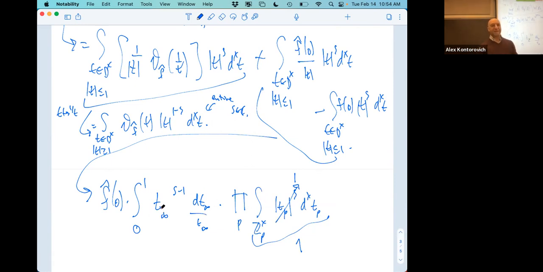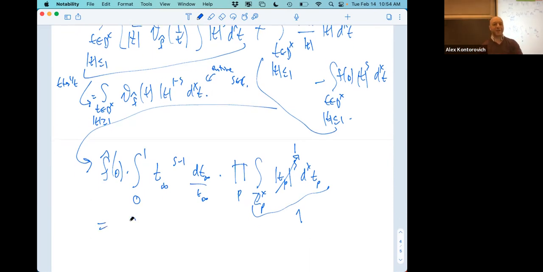This integral, even I can evaluate this, it's t to the s minus 2 integrated from 0 to 1. So that's just 1 over s minus 1. F hat of 0 over s minus 1. That's this first term, not both terms, just the first term.